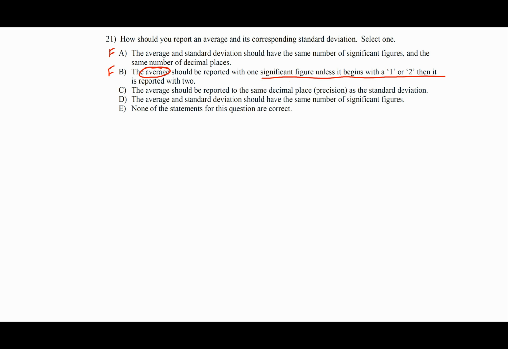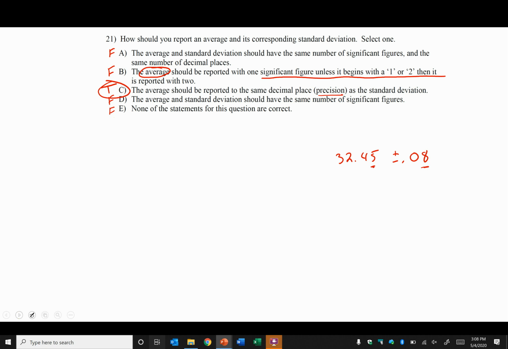Sneaky, sneaky. Okay. The average should be reported to the same decimal place precision as the standard deviation. Exactly. So if your standard deviation is to the second decimal place, your average should be reported to that too. This is true, right? Directly from the definition in the slide. The average and standard deviation should have the same number of significant figures. That's false, right? Not the same number of sig figs. None of the statements for this correction are correct. Nope, that's also false because we do have a true one. 21 is C.